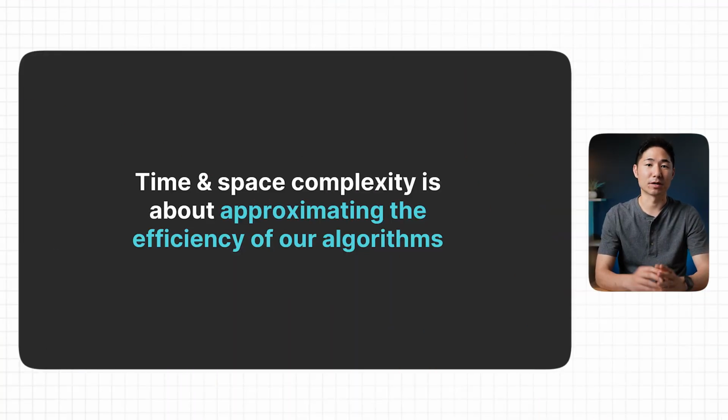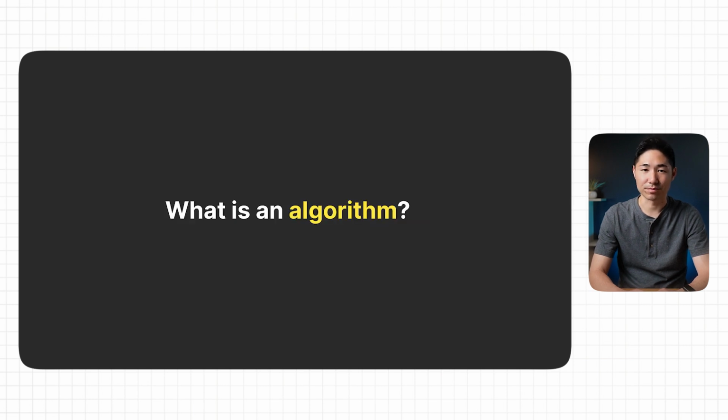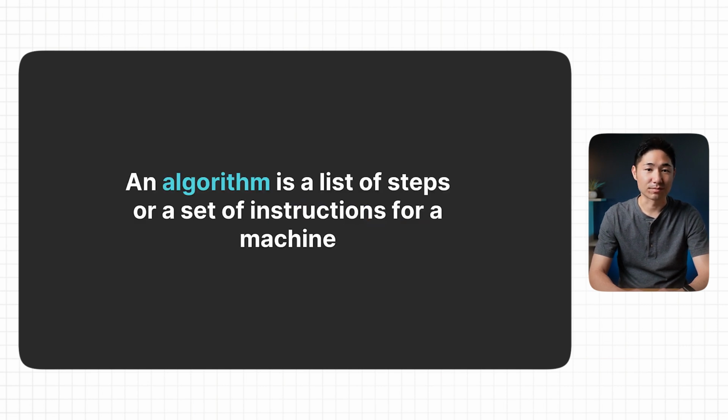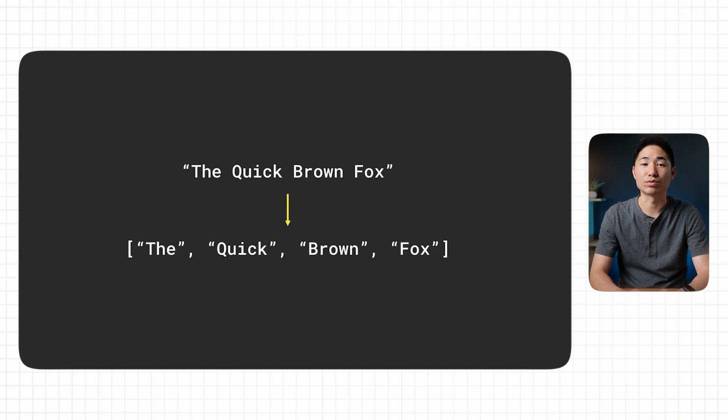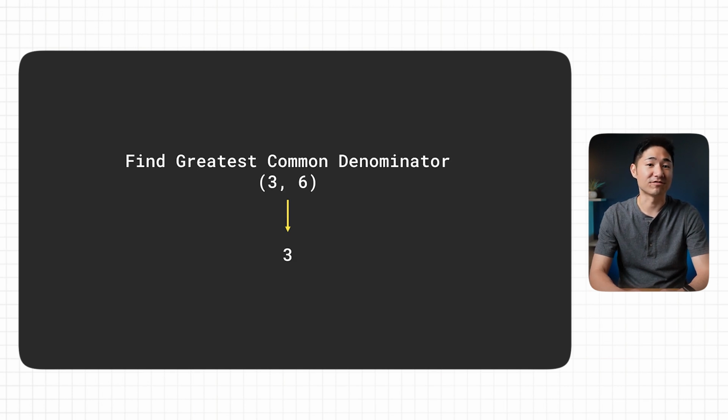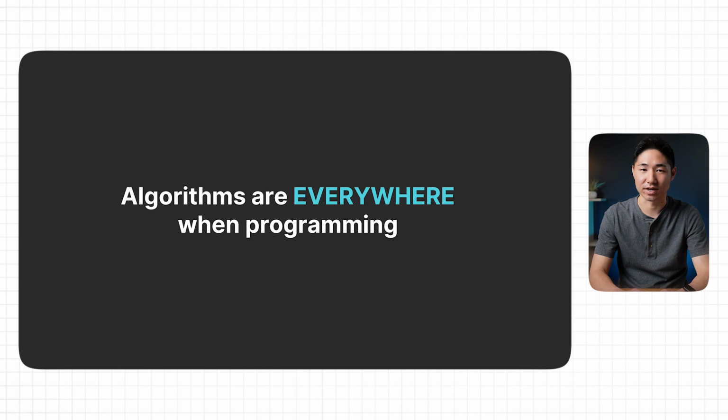Okay, let's dive in. Time and space complexity is about measuring the efficiency of our algorithms. So that brings about another question. What is an algorithm? Put simply, an algorithm is a list of steps or a set of instructions for a machine. When we have to instruct the computer to split a sentence string into an array of words, that's an algorithm. When we have to tell the computer how to find the common denominator between two numbers, that's an algorithm. Pretty much all of your programming is riddled with algorithms everywhere, left and right.